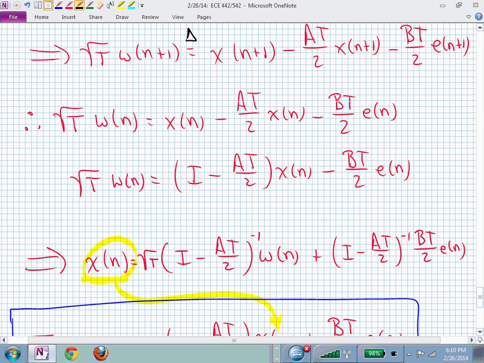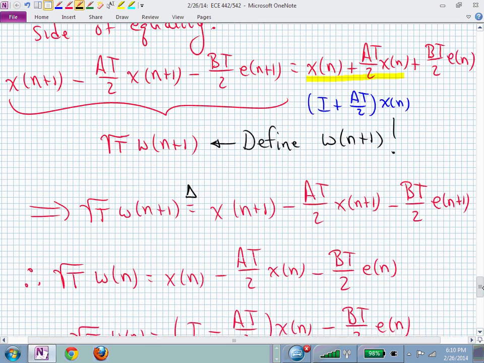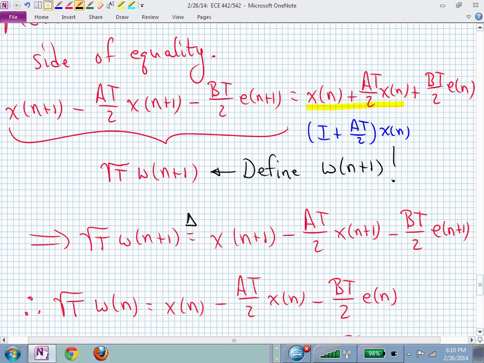So the square root of t is going to be placed in that definition so that I have this sample period split part on the input side and part on the output side. It will come out in the wash.